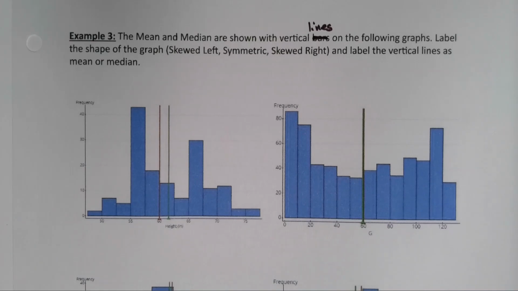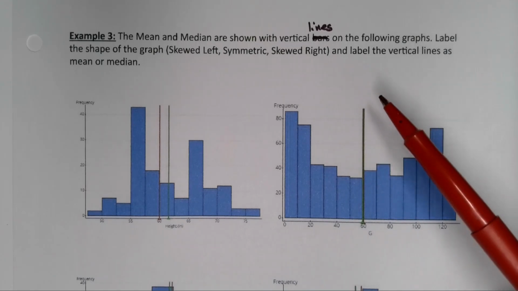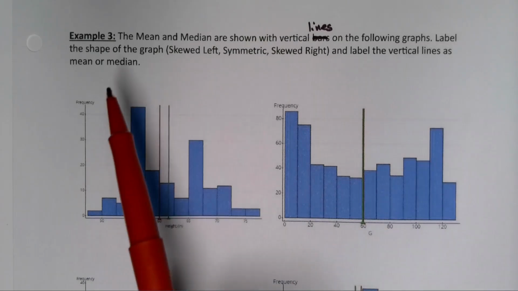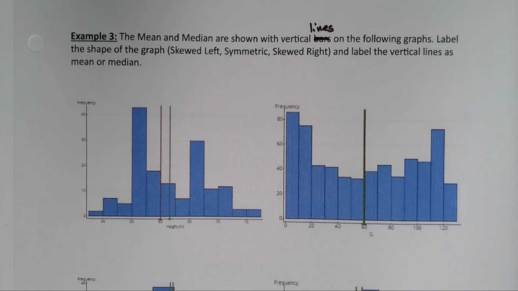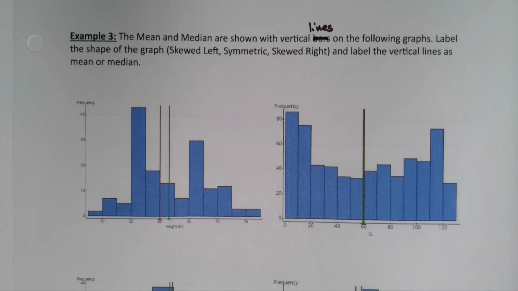Now we're going to put our newfound knowledge about the mean, the median, and how the shapes interact with those two values into practice for a few examples. So we have the mean and median drawn below with vertical lines on the following graphs. We're going to label the shapes of the graphs as skewed left, symmetric, or skewed right, and label the vertical lines as the mean and median.